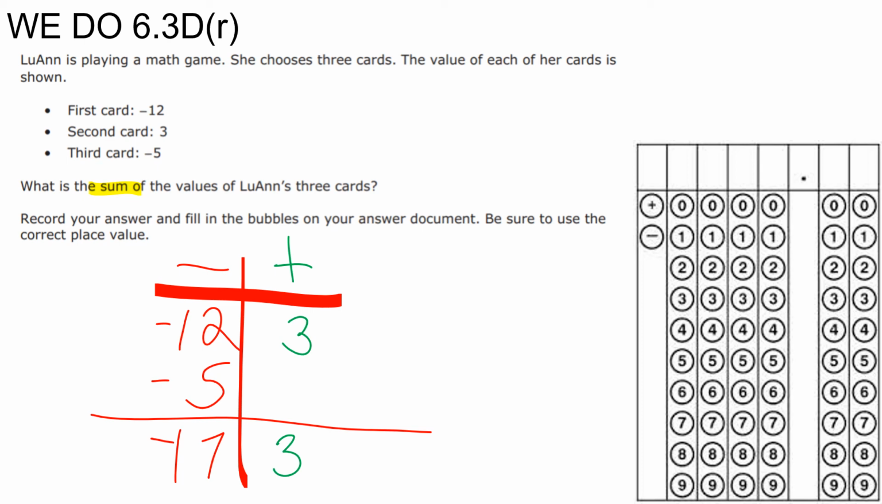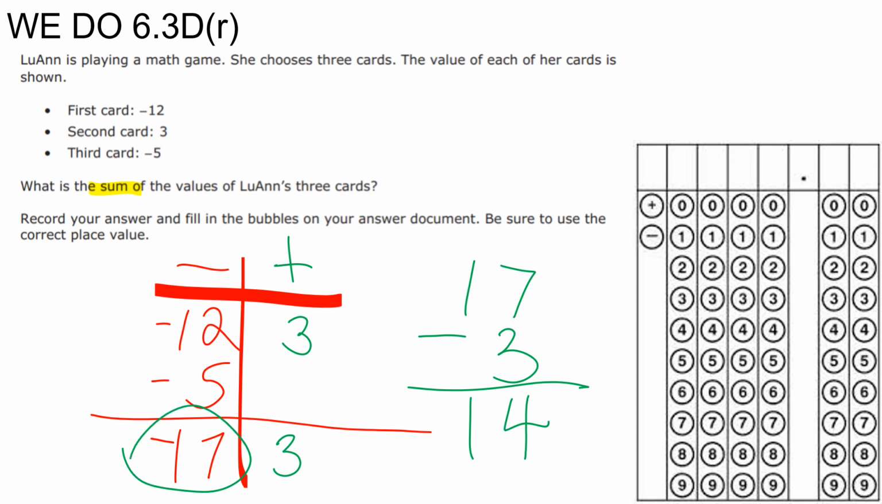Now I have one negative number and one positive number. So we need to think back to the song. Different signs subtract, right? Same signs add, different signs subtract. So we have 1 negative, 1 positive, so we need to subtract 17 minus 3, which will give us 14. Second part of the song is different, keep the larger. So we have more negative actually. So we know that right here our difference is going to be negative 14. 17 minus 3 will give us negative 14.